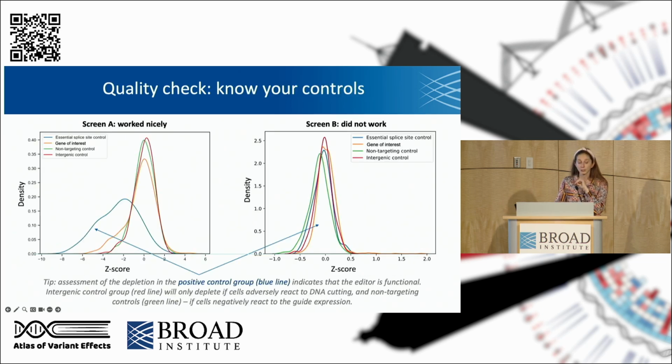Another important quality metric for the screen is checking your controls. By this, I mean that if the screen was performed correctly and we have a good level of signal, one should see a depletion of the z-score in the positive controls, and the negative controls should not have a strong depletion or enrichment signal. So here on the far left of this slide, we see the depletion of the positive controls on the z-score axis, and if the screen did not work nicely, then we would see that the z-scores of the positive controls would cluster around the same as the negative controls.